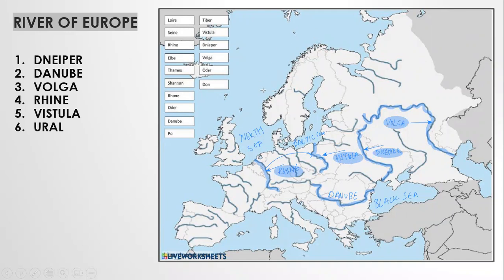Okay, and the last one which is left is the Ural River. Now, Ural River is actually not drawn here. Ural River is the river which falls into Caspian Sea. So we'll draw that river, not a big problem. First, we need to mark the Ural Mountains. The Ural Mountains are along the boundary of Europe. So they are like this. These are Ural Mountains.